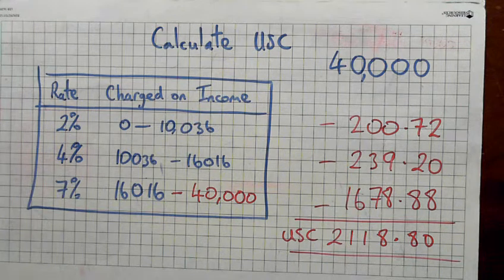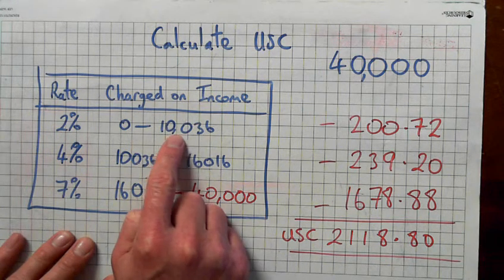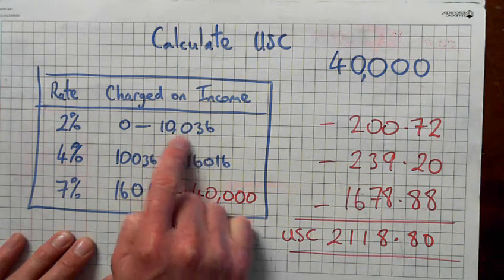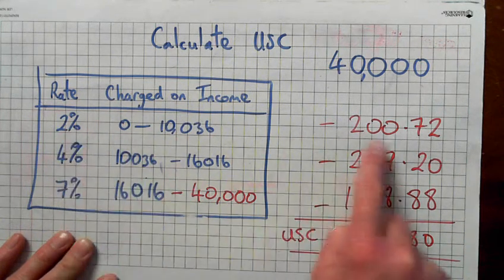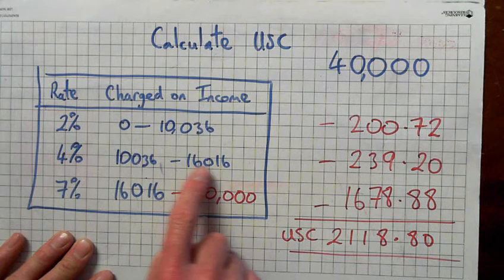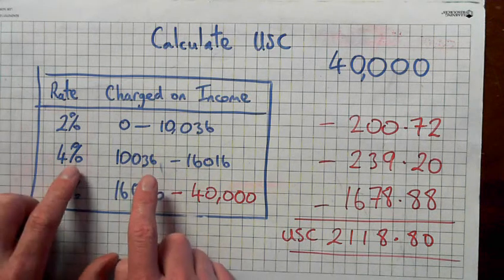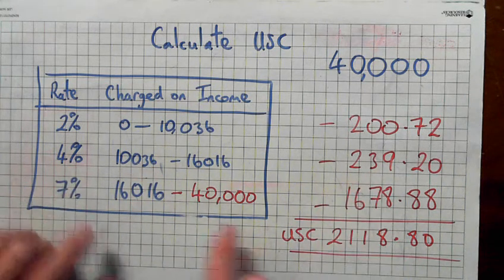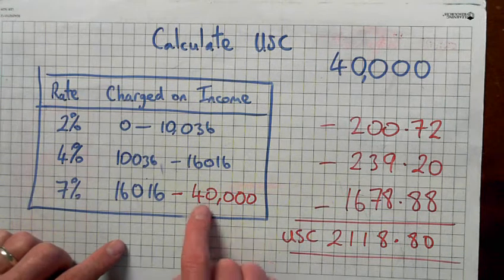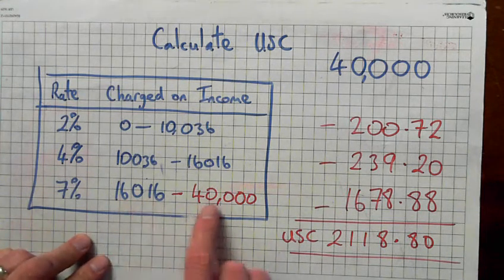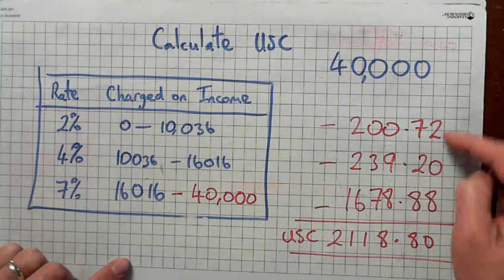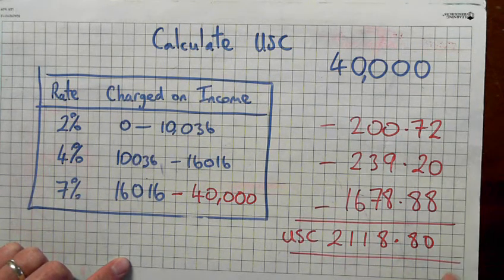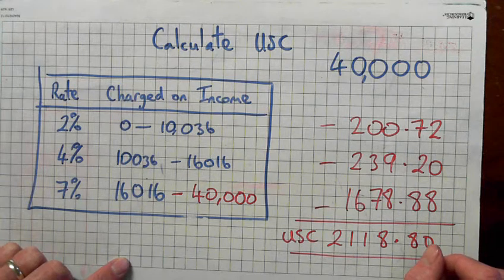Alright? So do you understand how you do that? It's the difference between these two multiplied by 2%. The difference of these two multiplied by 4%. And I'm earning 40,000, so I put 40,000 in there. The difference between these two multiplied by 7%. And you add the three of them together, it's my USC. Alright?